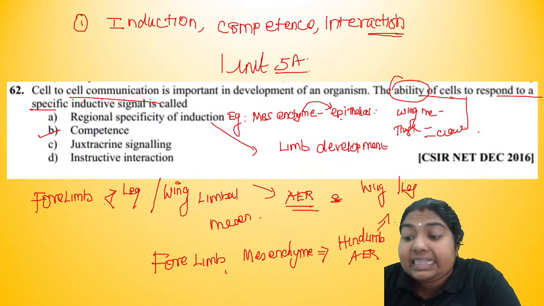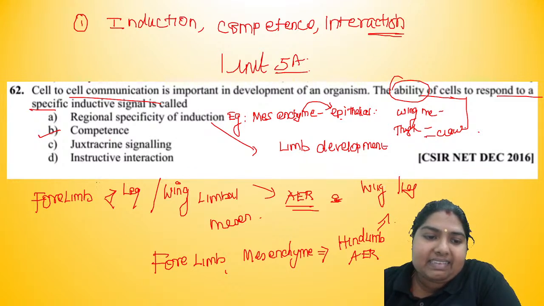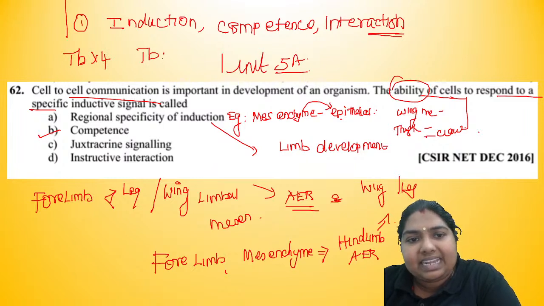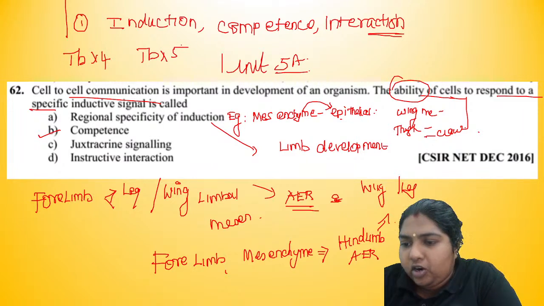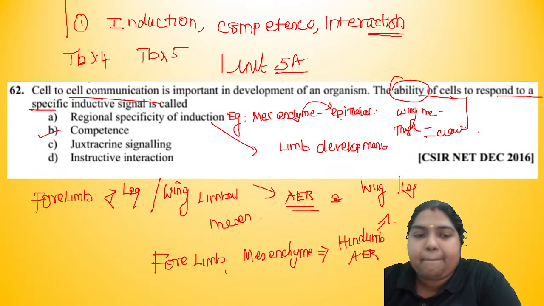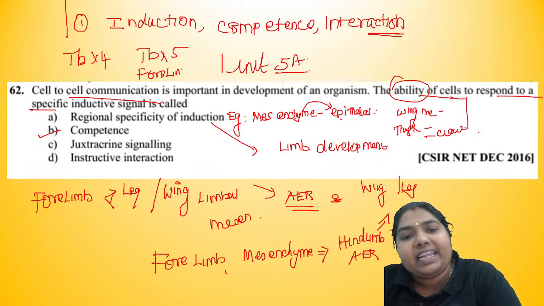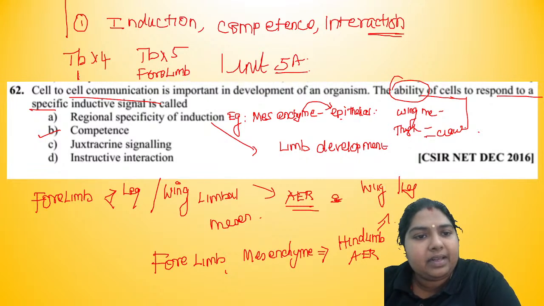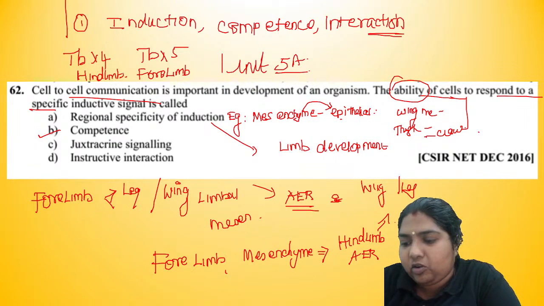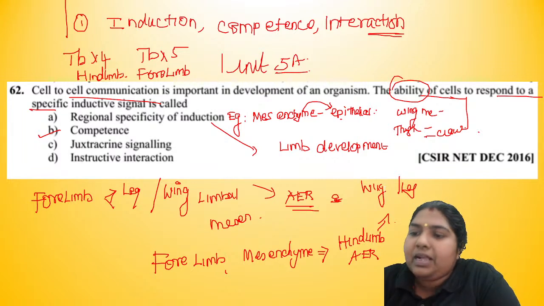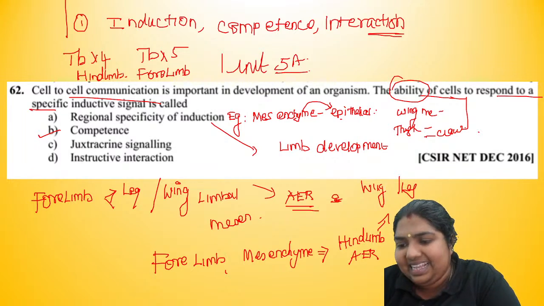So we have also studied the genes TBX 4 and 5. So for your forelimb, it is going to be TBX 5. For your hind limb, it is going to be TBX 4. So these small things also you have to remember. Got the logic? Yes, everybody? So let it be a very small thing.